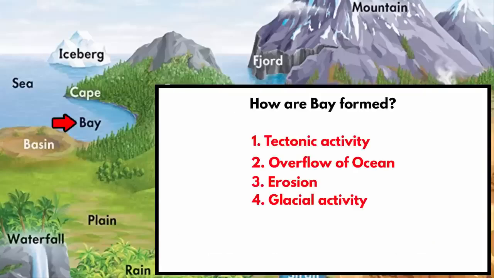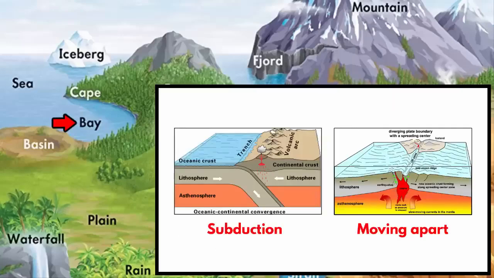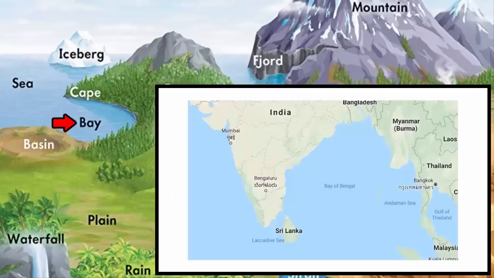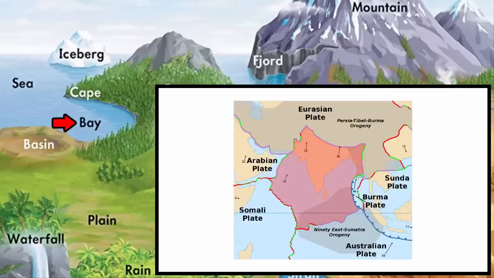Bays form in many ways. One of them is plate tectonics. The process of continents drifting together and drifting apart causes the formation of many large bays. The Bay of Bengal, which is the largest bay in the world, was formed by plate tectonics. Millions of years ago, the Indian subcontinent crashed and continues to crash into the massive Eurasian plate.